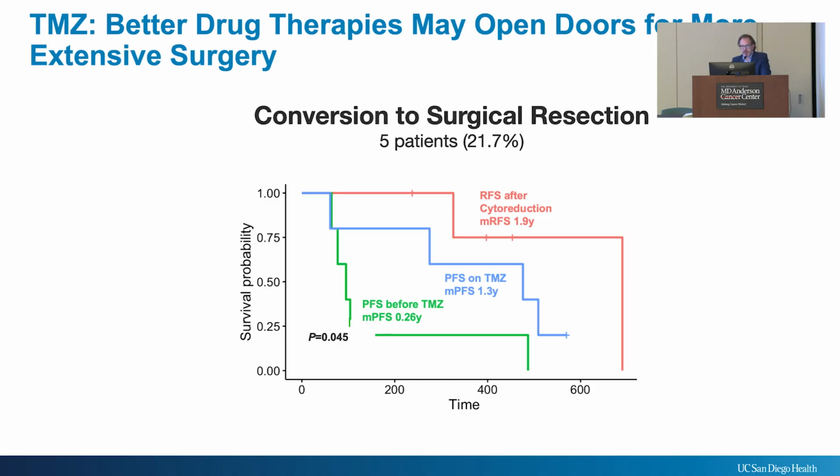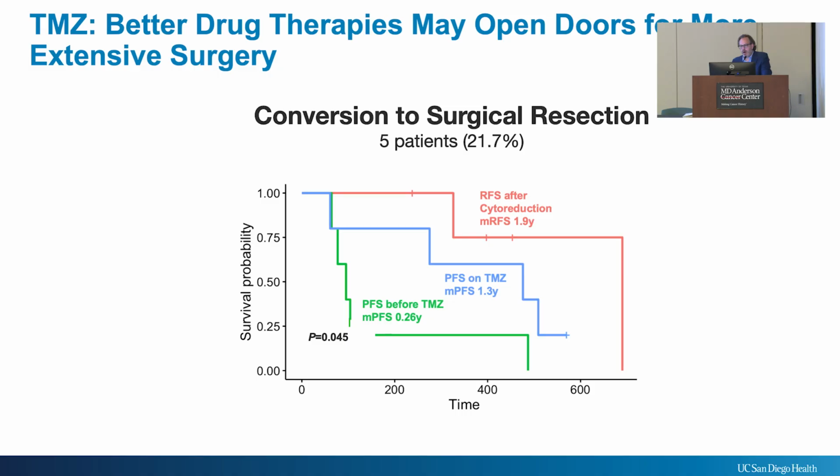And so what I show you here is actually 5 patients from the temozolomide trial. These are the same 5 patients that are on all 3 curves. The green curve is their progression-free survival, meaning how quickly their disease was moving along before they started temozolomide. Immediately prior to starting temozolomide, it was a median, or an average, if you will, of 3 months.